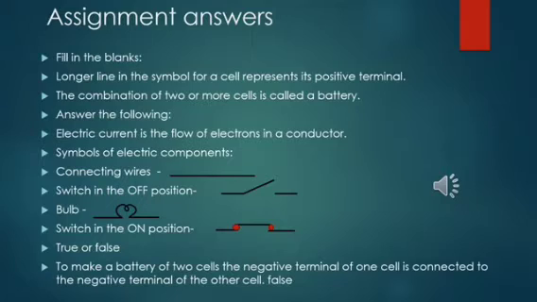You will never have negative negative or positive positive connected together. There will be no flow of current then. Only if the negative is connected to the positive, then there will be flow of current. So I hope all of you could write all the answers for this assignment.